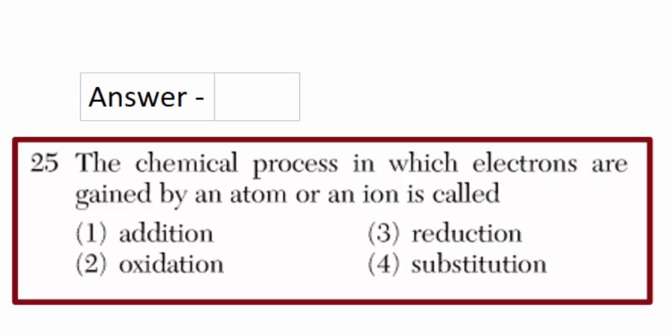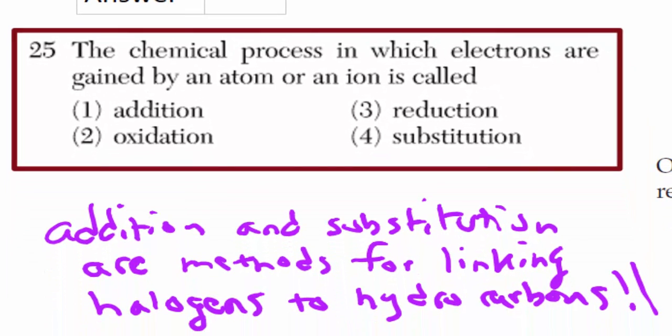Number 25, the chemical process in which electrons are gained by an atom or an ion is called. Well, first, let's get rid of 2 of these answers. Addition and substitution are 2 concepts that come out of the organic chemistry unit, and they are methods for linking halogens to hydrocarbons. So let's get rid of them, 1 and 4.